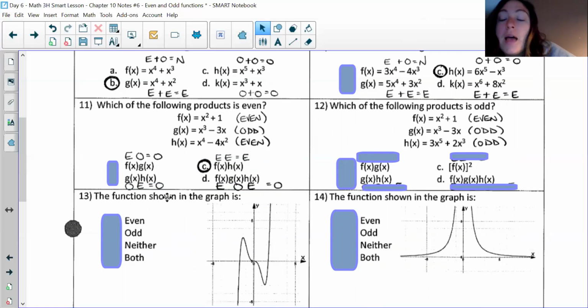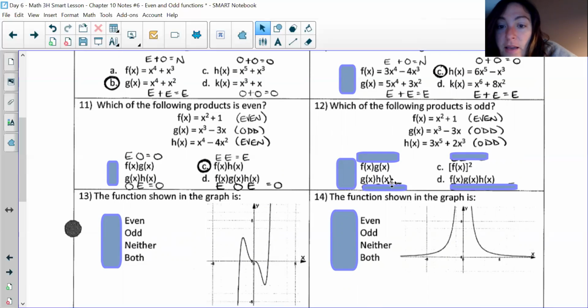Example 12, x squared plus 1 is, oh, I didn't have those marked off. Oh well. The same exact functions almost as before, but the last one, we have 3x to the fifth plus 2x to the third, so that's an odd plus an odd, which is odd.